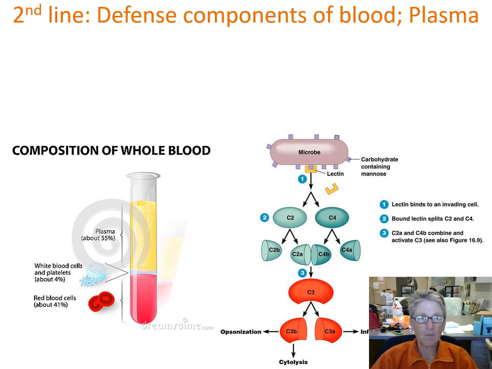So for the second line of defense, let's look at the components of the blood and the plasma. If you take a blood sample and you spin it down in a centrifuge, the blood will separate into these parts. Plasma, and then this little piece in here, called the buffy coat, that contains white blood cells and platelets, and then this lower portion is comprised of the red blood cells.